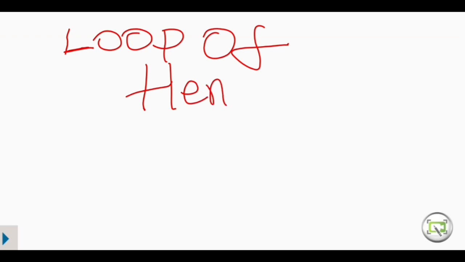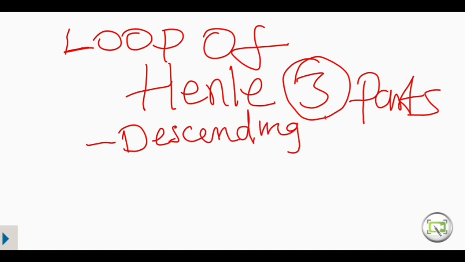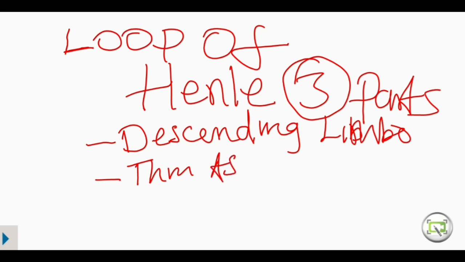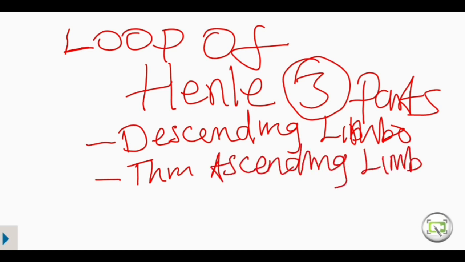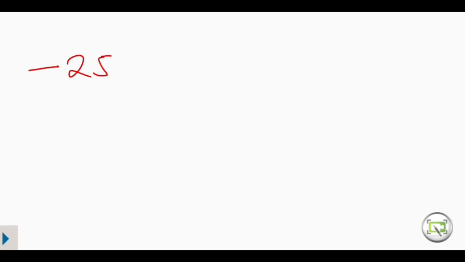So we are going to talk about the loop of Henle. The loop of Henle is divided into three segments. We have the descending limb, the thin ascending limb, and the thick ascending limb. So we are going to see the substances that have been reabsorbed in these segments and how they are being reabsorbed. So let's start off with the descending limb.